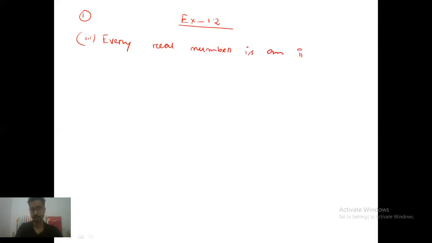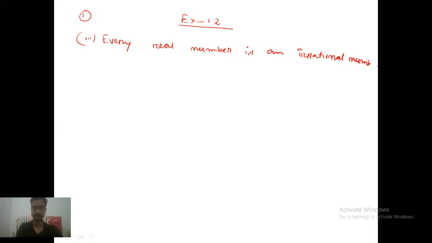Now see the next point. What is the next point? The next statement states that every real number is an irrational number. Exercise 1.2, question number 1-3: every real number is an irrational number.